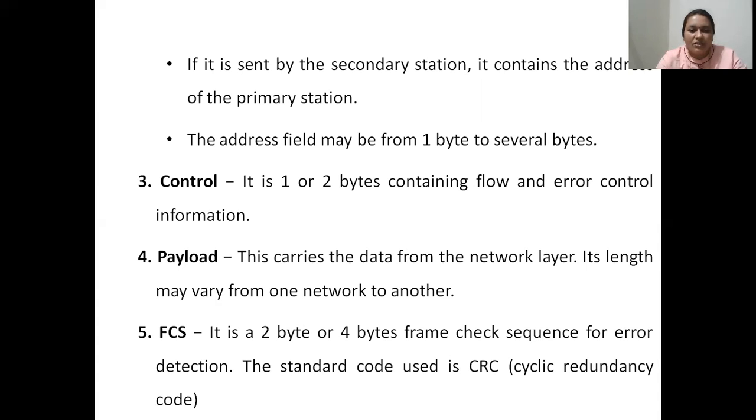The next field is the control field. It's generally 1 or 2 bytes long. It contains flow and error control information, and also the type of frame. It indicates the type of HDLC frame which is used for the transmission. So basically, the flow and error control information will be appended in the control field.